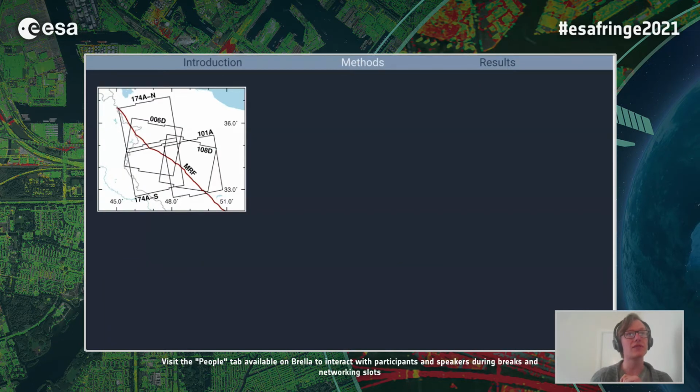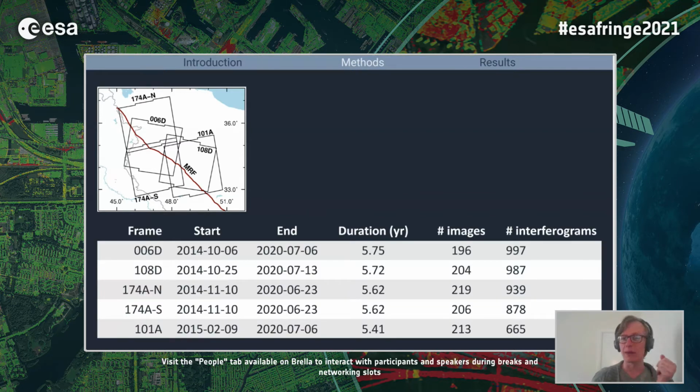So we're looking at these 5 frames. LiCSAR breaks up its frames into sort of 13 bursts along each of the 3 subswaths. We have 2 ascending tracks, 2 descending tracks to cover the area. For each one, we have about 200 SAR images, and these cover about 5.5 years total, and we make something like 650 to 1,000 interferograms for that.